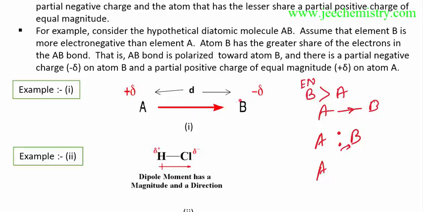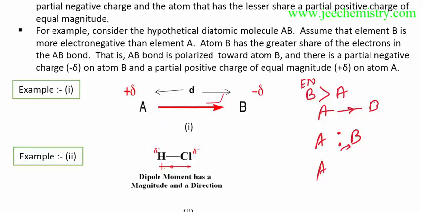electronegative atom, and that atom will develop a partial negative charge because it has more electrons. The other atom will be electron deficient, it will lose electrons. That's why a partial positive charge will be developed there, and the distance between them is d. It is not necessary to denote it, but it is done this way.